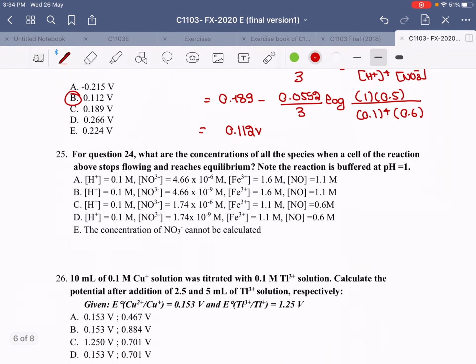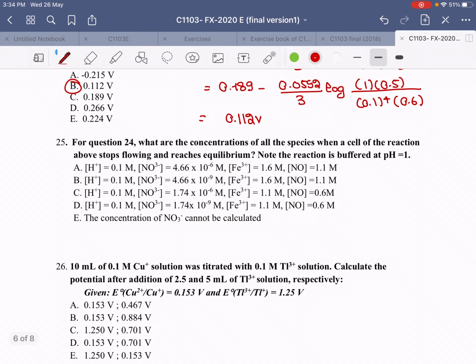Good. For the next question, what are the concentrations of all species present when a cell stops flowing and reaches equilibrium? Note that the reaction is buffered at pH equal to 1. When you say that the reaction is buffered at pH equals 1, it means the value of H plus should not change. Okay, so the first thing I can do is write the reaction and find the K of the reaction, to find out whether it is complete or quantitative or less, and then find whatever concentration is not obvious.